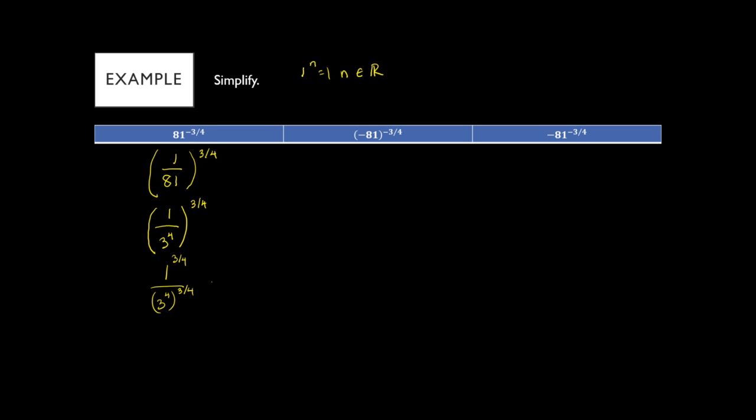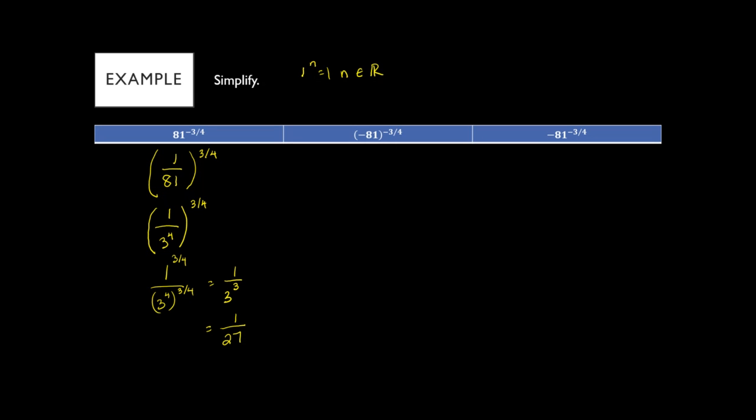Now that denominator again, that 4 times 3/4, that cancels, that gives us 3 to the third. So 3 to the third is 27. So in this case, we end up with 1 over 27.